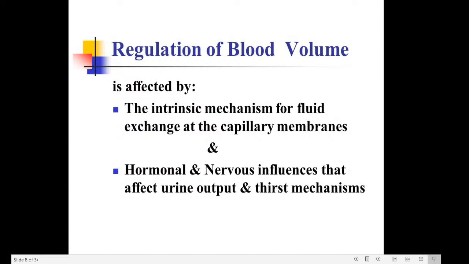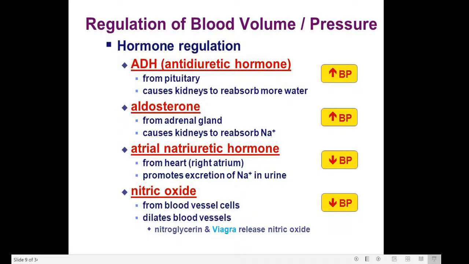It affects the intrinsic mechanism of fluid exchange in the capillary membrane. If the blood volume is high, it means a very complicated process happens in the capillary membrane. So we need a proper, correct volume. Next, each and every hormone regulates some blood volume or blood pressure.